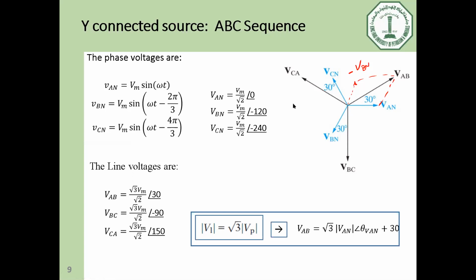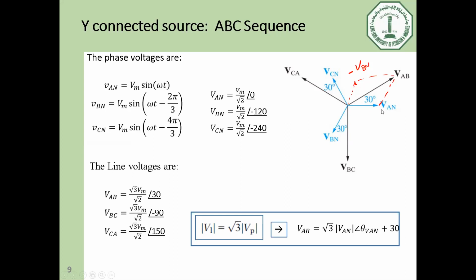VBC equals VBN minus VCN. So VCN will be in that direction, minus VCN will be in that direction, and the resultant vector will be VBC. So in order to calculate the three phases, you can just calculate the first one, VAB, like we have made now, and we got that VAB equals square root of 3 multiplied by V phase, which is V maximum divided by square root of 2. And we can add 30 degrees to the angle of VAN.